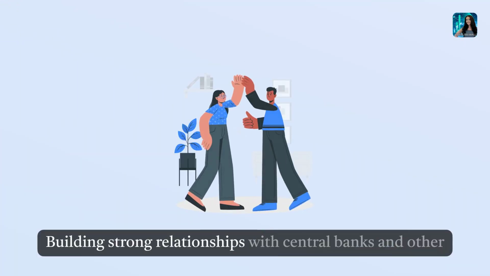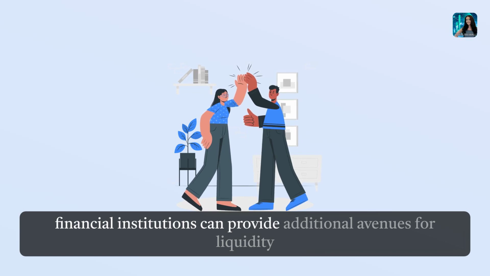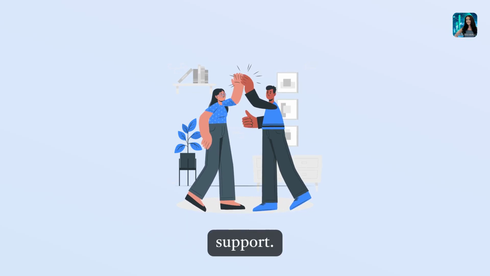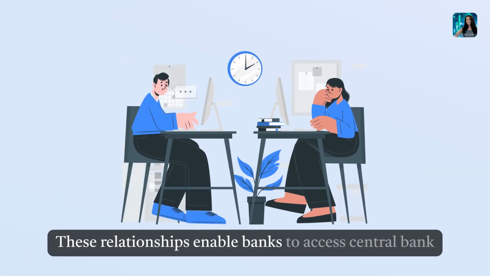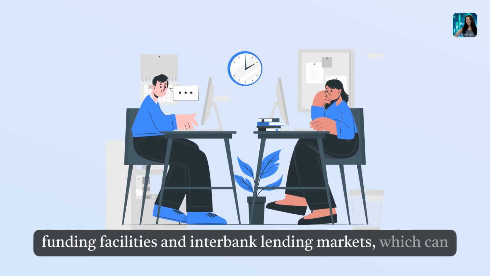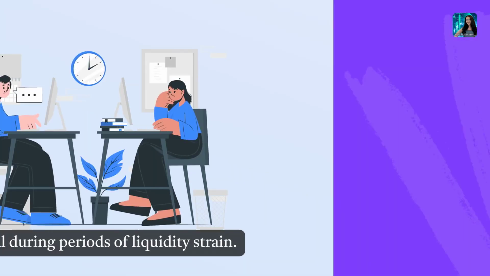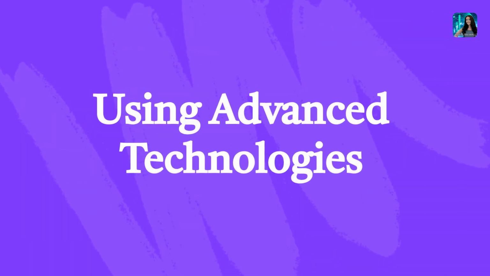Establishing relationships with central banks and other financial institutions. Building strong relationships with central banks and other financial institutions can provide additional avenues for liquidity support. These relationships enable banks to access central bank funding facilities and interbank lending markets, which can be crucial during periods of liquidity strain.